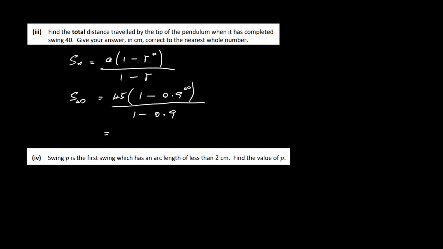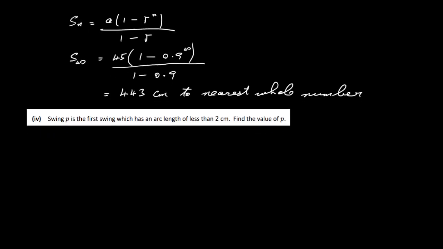It's really just calculator work after that. So stick that into your calculator. We've got to give our answer correct to the nearest whole number. So correct to the nearest whole number is 443 centimeters. That's it. Again, fairly straightforward question there.